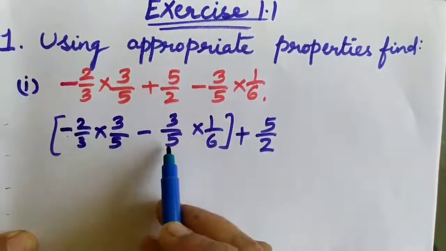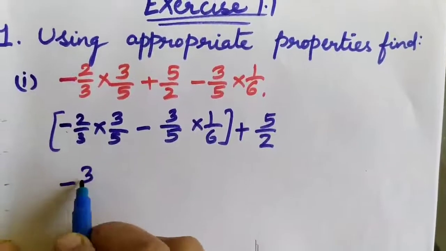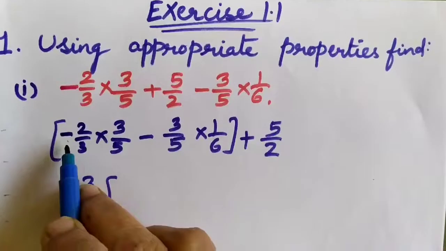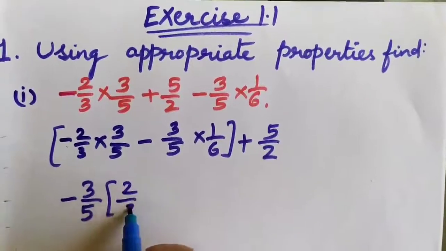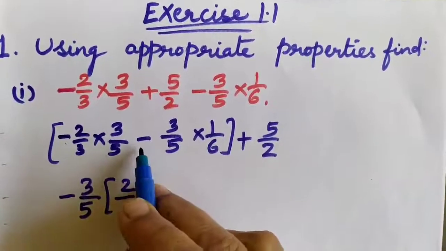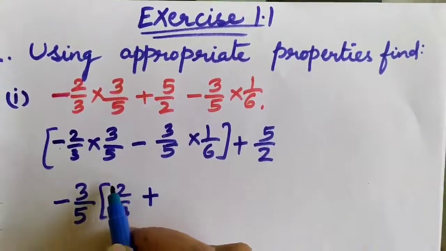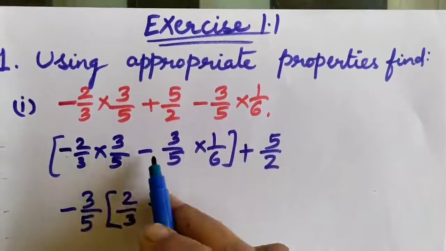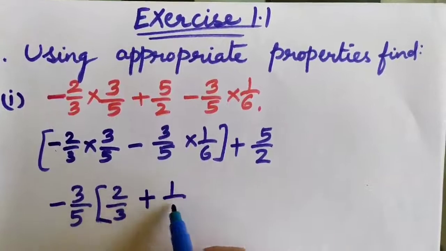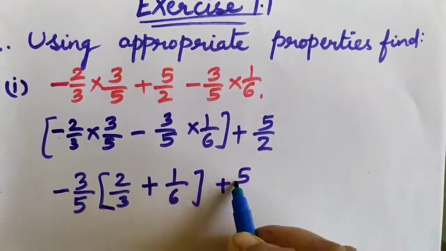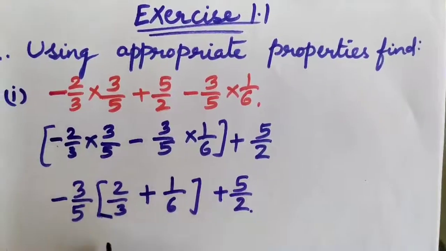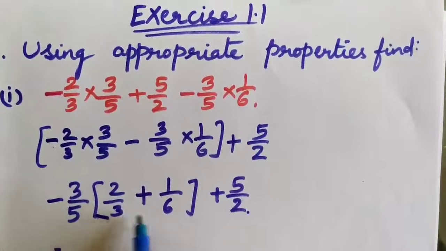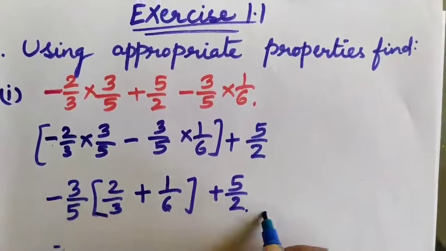Then from this we can take minus 3 upon 5 common. Minus is common outside. So in the bracket 2 upon 3 this will become plus. When we close the bracket, minus sign becomes plus 1 upon 6 plus 5 upon 2. Now we have 3 and 6. We get the LCM equal to 6.